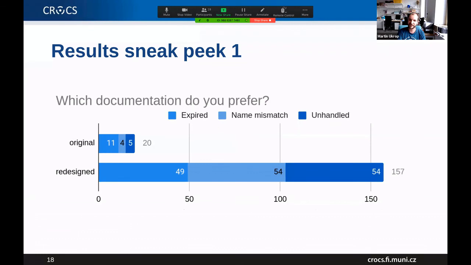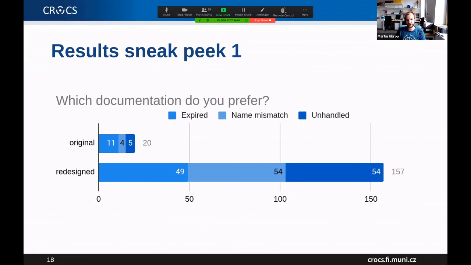In general, as I mentioned, we expected people to want our redesigned documentation more than the original. Though of the 180 participants, about 20 of them actually preferred the original documentation. This was mostly because ours seemed to them a little bit bloated or too long for what they wanted, but there are other reasons. I'll come to that in a later slide.